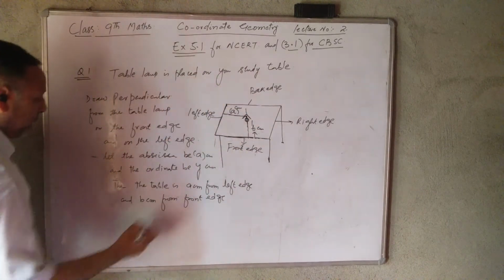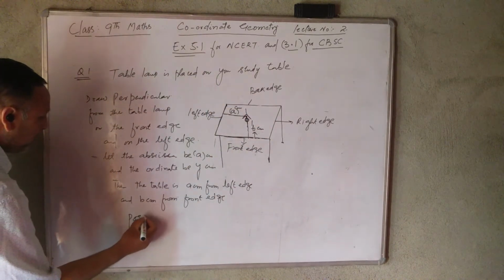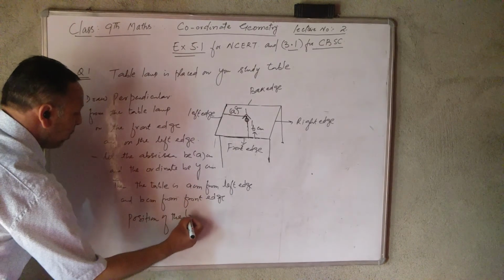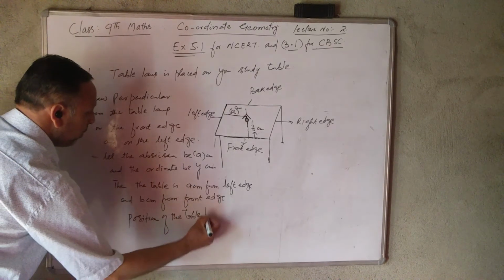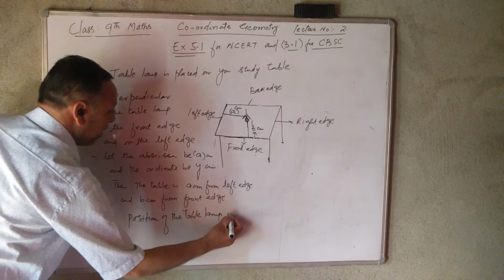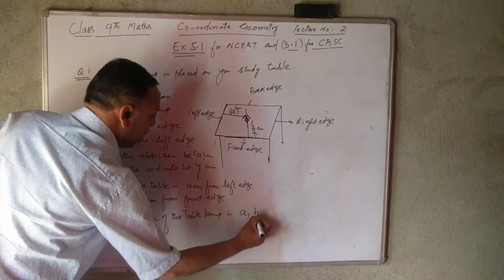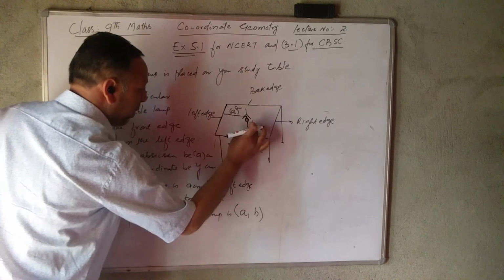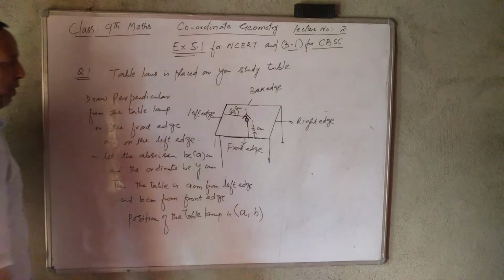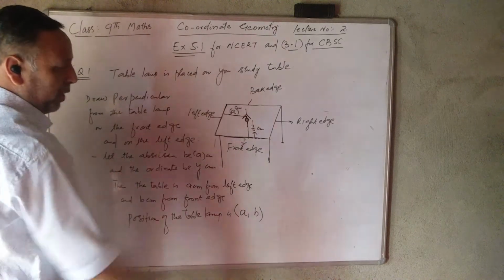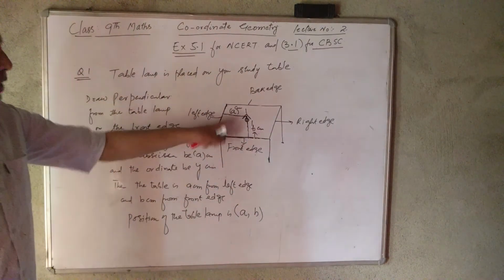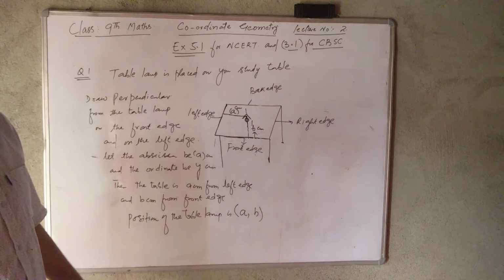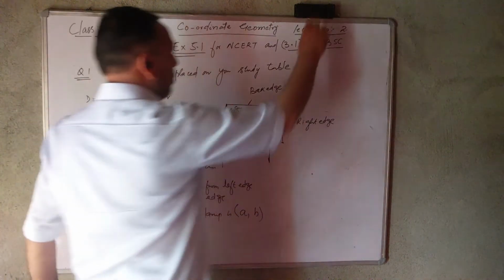Therefore, the position of the table lamp is a and b: a centimeter from the left edge and b centimeter from the front edge. This is how we can locate the position of the table lamp placed on your tabletop. Pause the video and note it down.